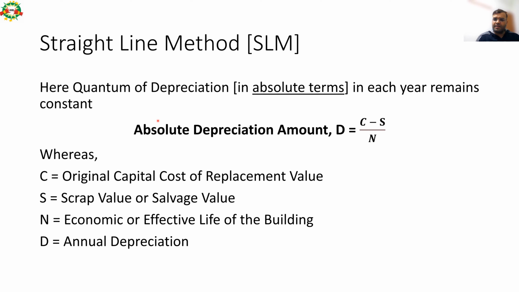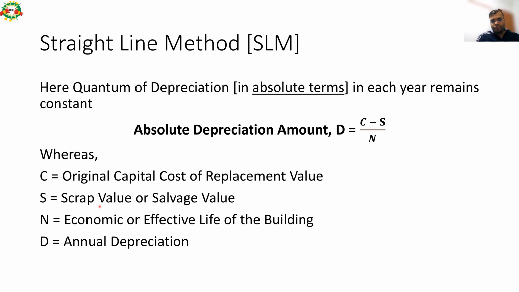The first method is the straight line method. Here the quantum of depreciation, in absolute terms, remains the same in each year. So the absolute depreciation amount D is equal to (C minus S) divided by N, where C is the original cost of the property or replacement cost of the property, and S is the scrap value or salvage value.